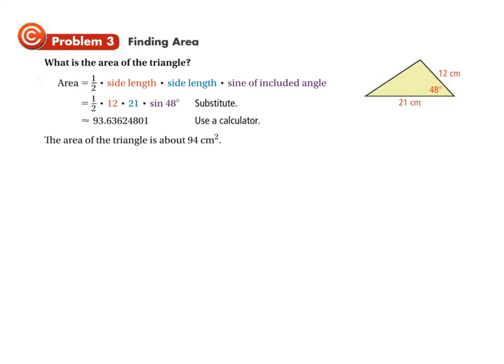All right, what's the area of the triangle? Again, we have that formula. Area is equal to 1/2 the side length times the other side length times the sine of the included angle. And you just plug them in: 12 times 21 times sine of 48, and blammo, it spits out a number. If we round it to the nearest square unit, it is about 94 square centimeters. That was just that easy.